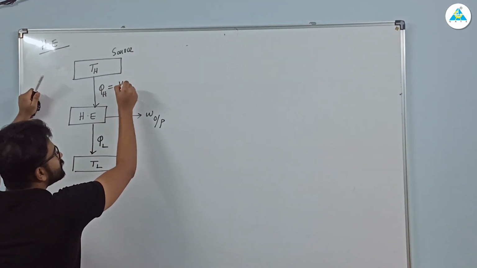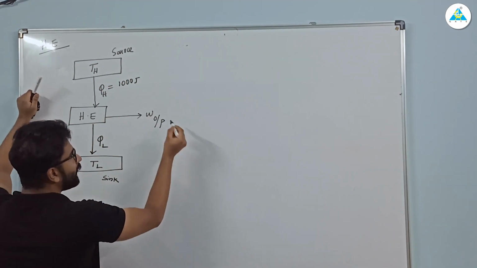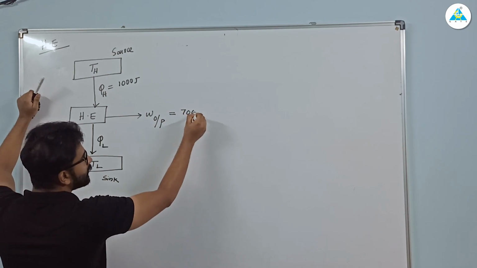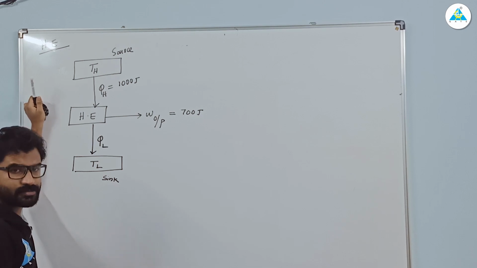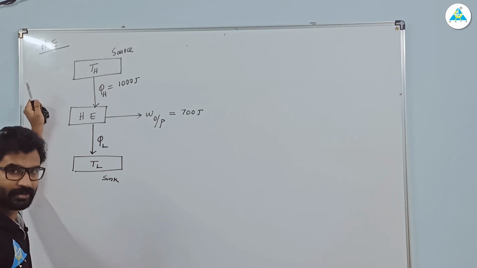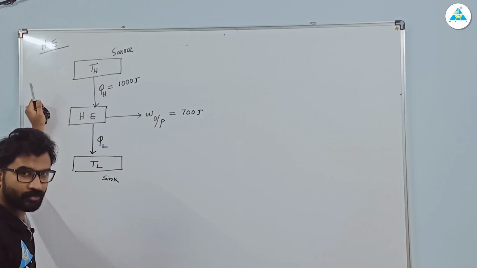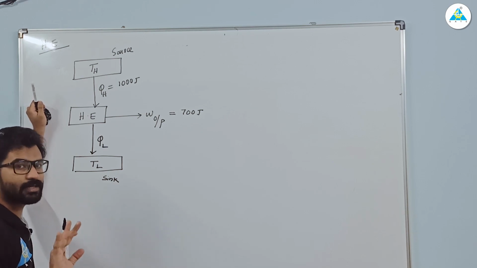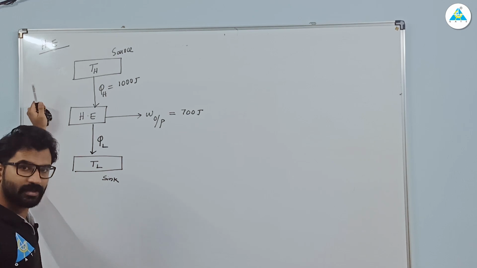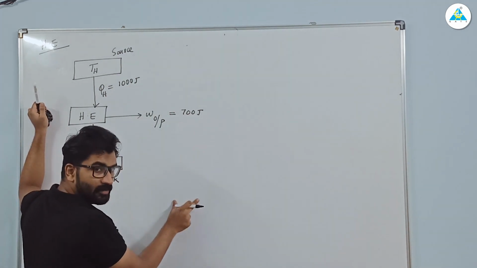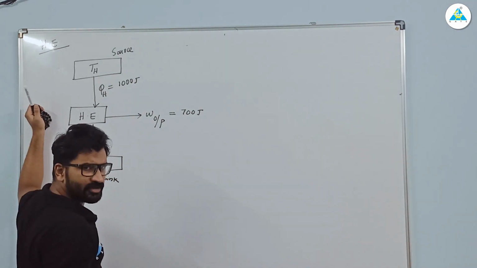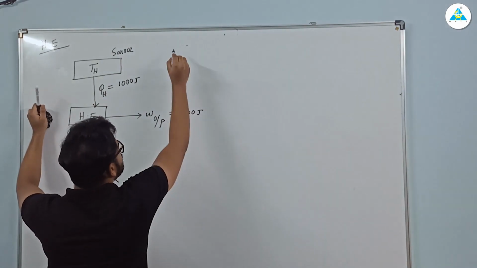if I say QH is 1000 joule, and I am able to get a work output of 700 joule, what will be the efficiency of the heat engine? It will be 70%. Meaning out of 100 you are able to score 70 marks, your percentage will be 70%. Same meaning here in GATE. Out of 100 marks, if you get 70 marks in GATE, your percentage will be 70%. Same thing. Out of 1000 joule, you are able to convert 700 joule, so the efficiency is 70%.